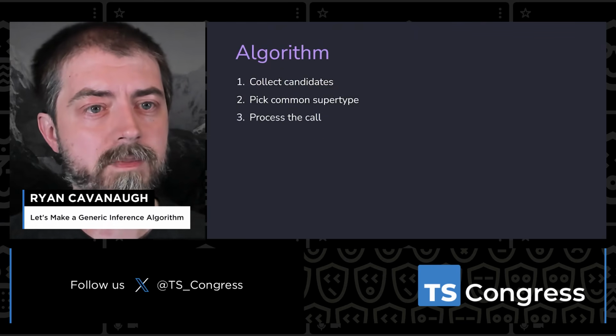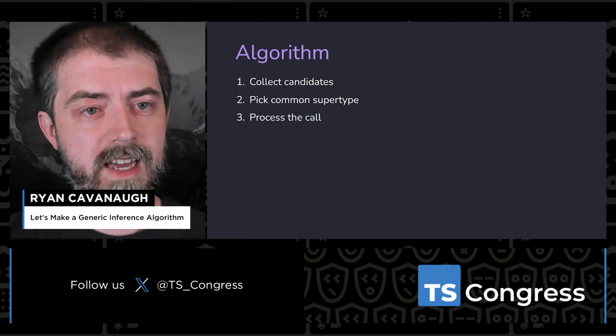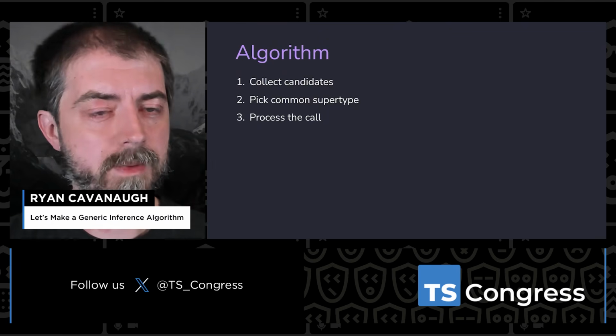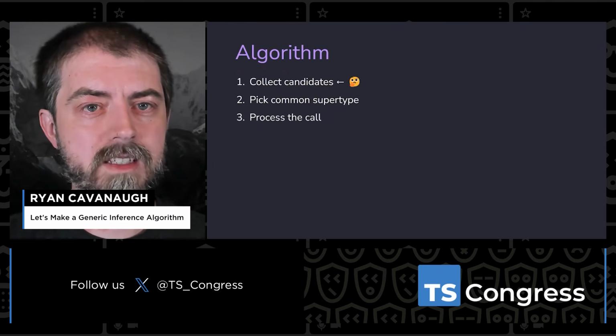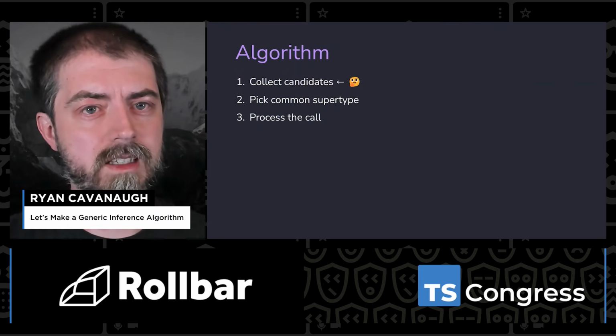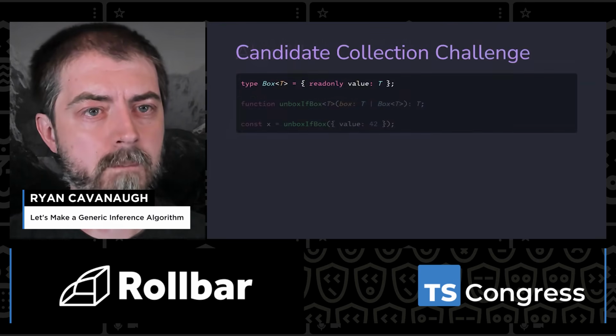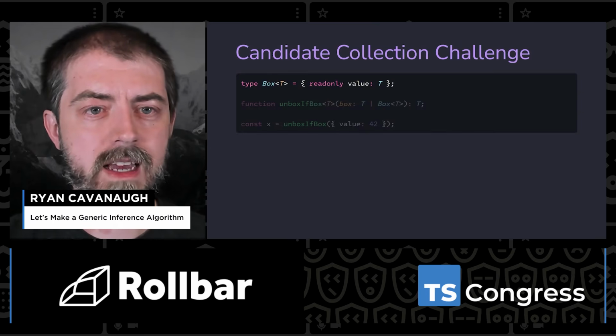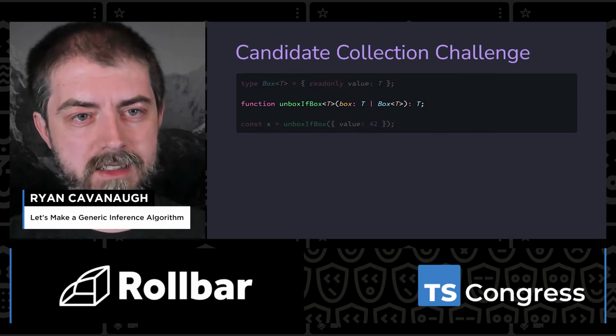So that seems good. We're collecting our candidates, we're picking the best common supertype, and we're processing the call. I think the collect candidates step is a little bit underspecified, and let's look at how that can go wrong. I've got Box again, and I've written a new function called unboxIfBox.